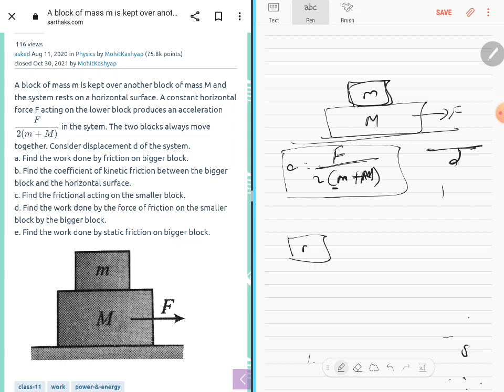Let's do the free body diagram. This is small m. I think I did it before, but I rubbed it. So this is mg, which is reacting here, and there will be a normal reaction here. And since the applied force is like this, there will be a frictional force which will be acting in this direction.